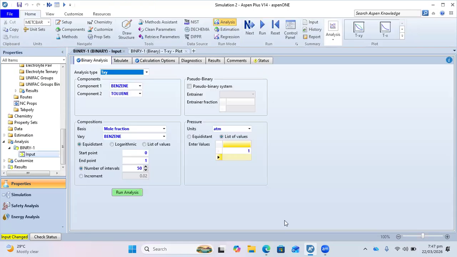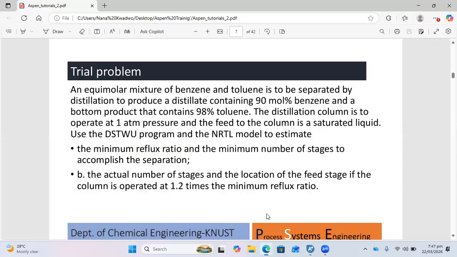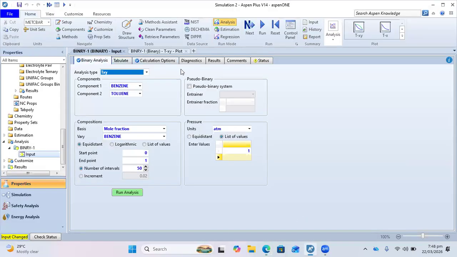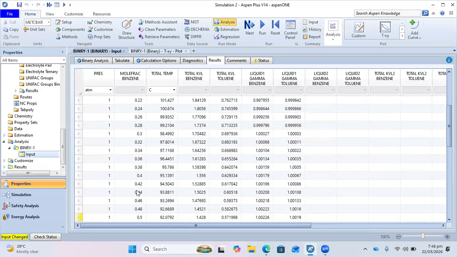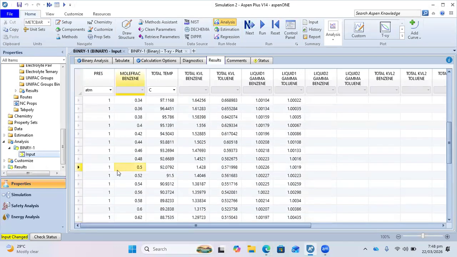Now, aside from just checking that, we also want to know what temperature we are going to be operating at, because we realize that the question didn't give us a temperature. But we're told that we are dealing with a saturated liquid. So at what temperature would we have to operate? We can come to the results and look for where our mole fraction is 0.5, because we're told it was equimolar. And then we see that the temperature we would need for it to be saturated at that point would be 92.0792 degrees Celsius. So that's the temperature that we are going to be using for our feed.